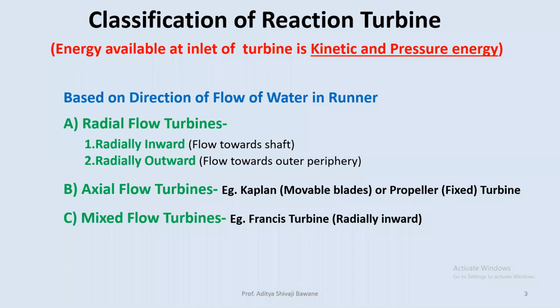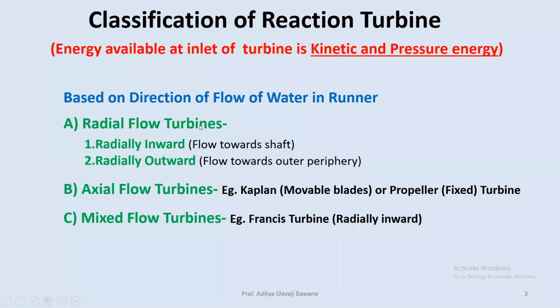Basically, we know the impulse turbine is a purely kinetic turbine, that is, the Pelton wheel is an impulse turbine, and the reaction turbine is a mixed type of kinetic and pressure energy. The energy which is involved in rotating the shaft, or the rotor, consists of kinetic energy and pressure energy. Based upon the direction of water flow in the runner, there are three classifications.